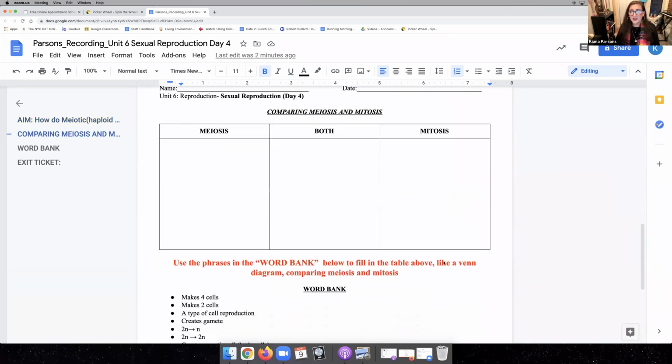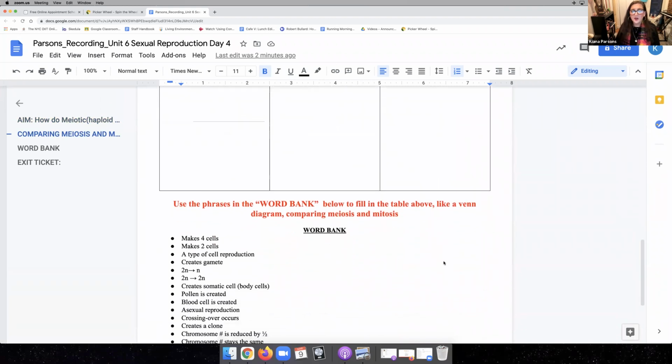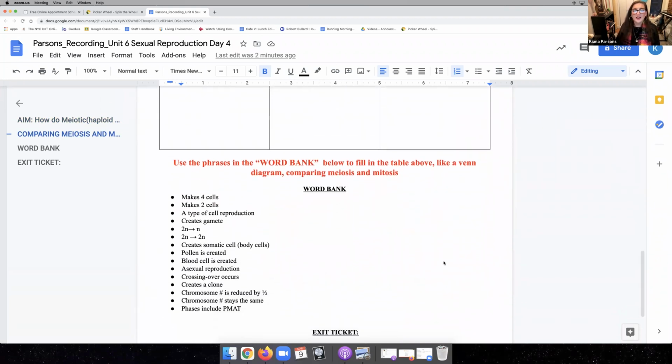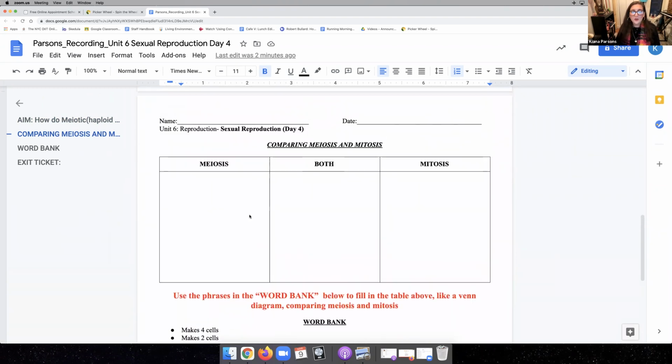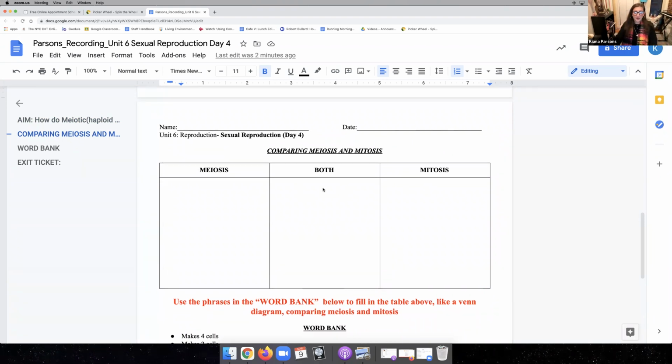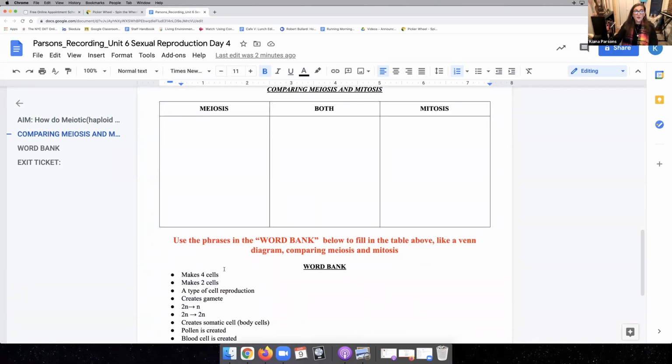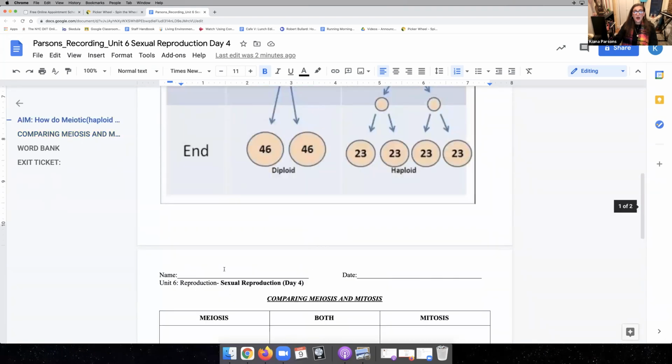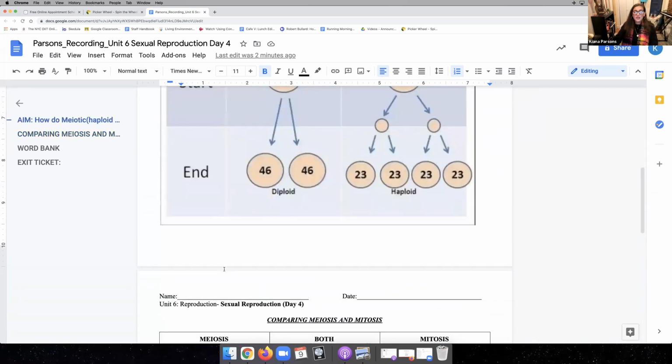Comparing meiosis and mitosis. So I'm going to show you how I would do it. You can do this however you like, but this is the word bank. Each one of these phrases is going to fit in either meiosis, mitosis, or both. Hence, like one of those circle diagrams, this is really a modified Venn diagram. So, makes 4 cells. We can look up here up top. That's meiosis, baby.